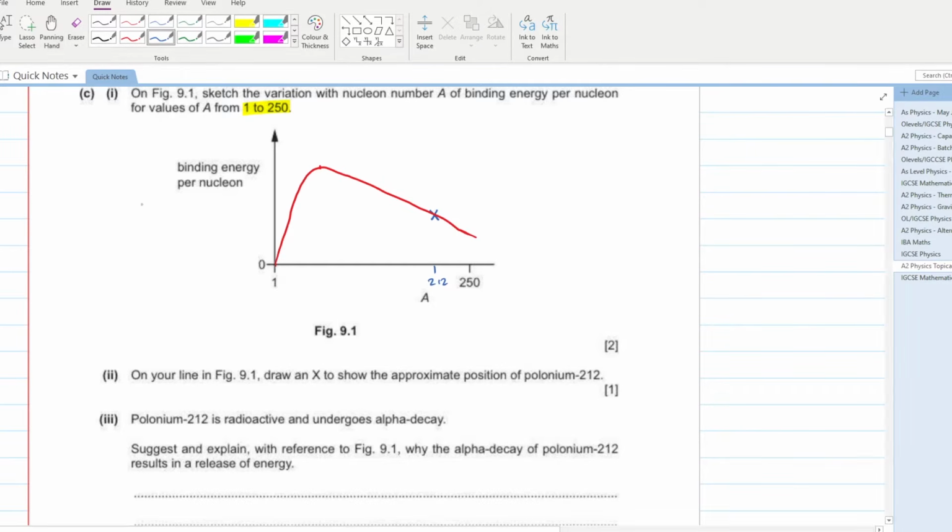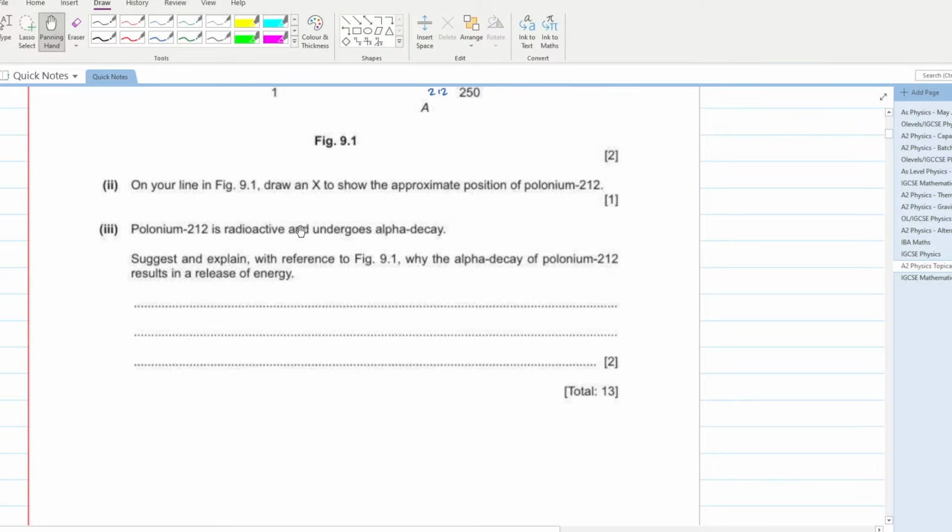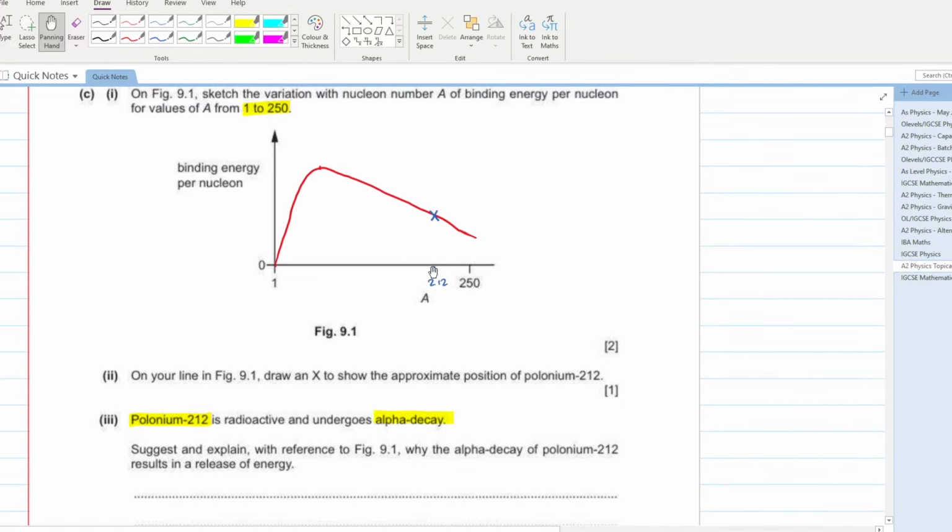Now let's move on to the third part. Polonium 212 is radioactive and undergoes alpha decay. So this particle undergoes alpha decay. Suggest and explain with reference to figure 9.1 why the alpha decay of polonium 212 results in a release of energy. Why will the alpha decay of polonium 212 release energy?